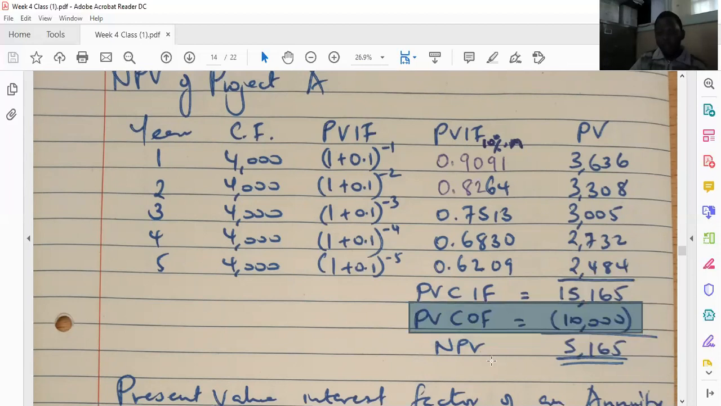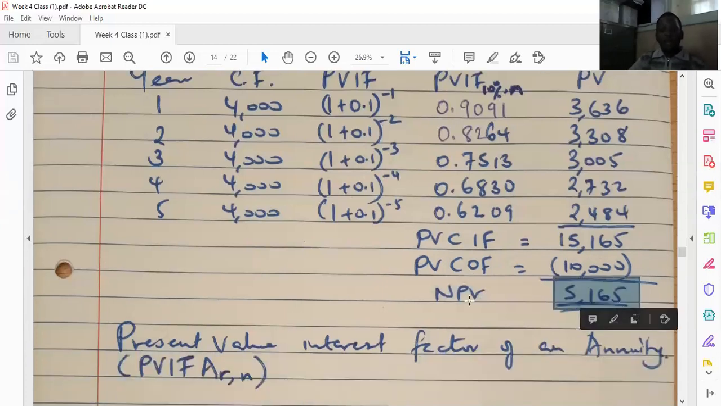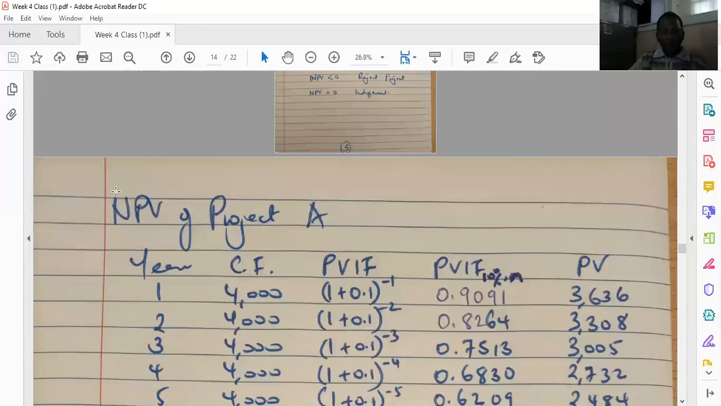So our NPV in this case is the present value of cash inflow minus present value of cash outflow, which is equal to 15,165 minus 10,000, which gives us 5,165 as the NPV of project A.